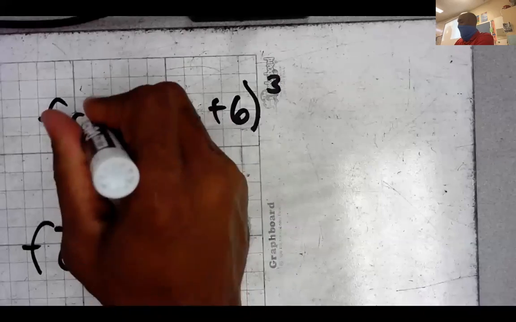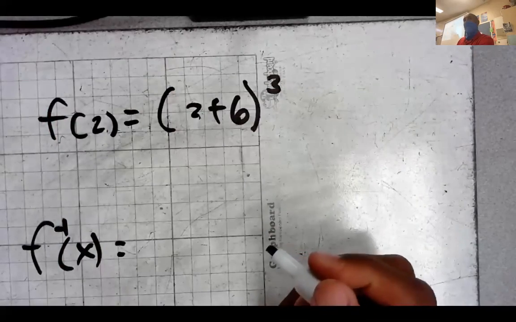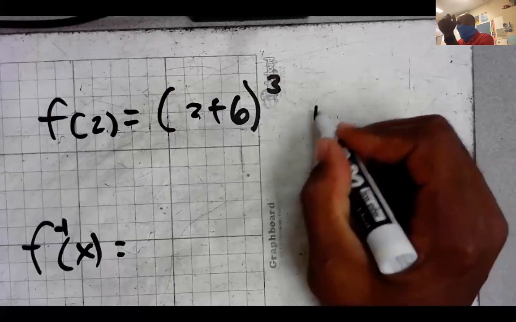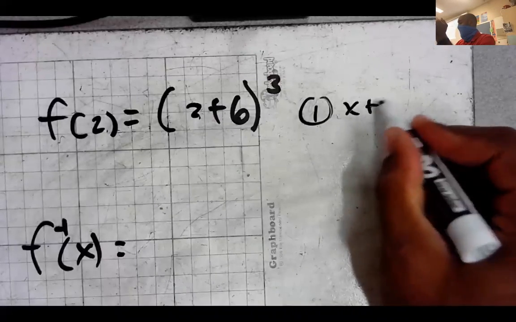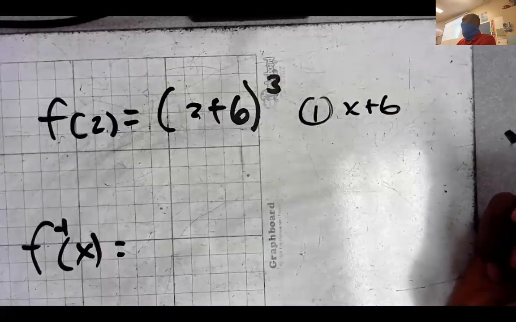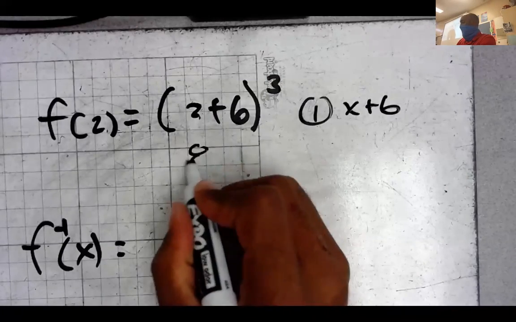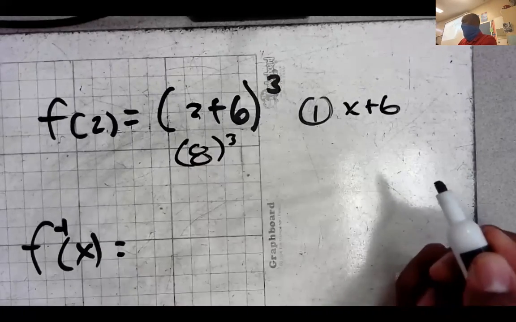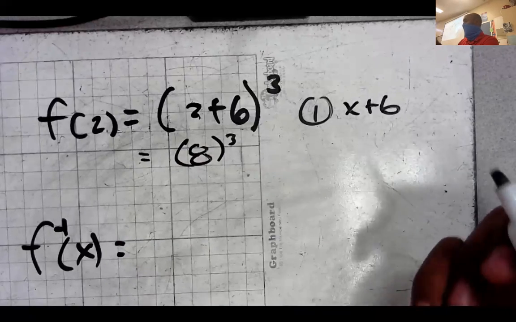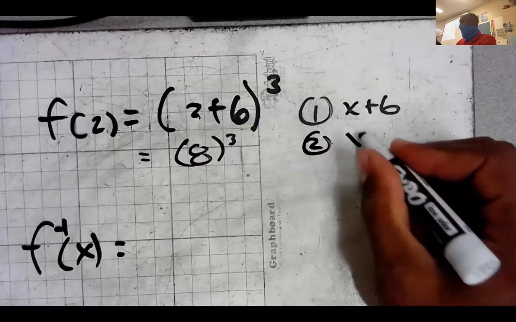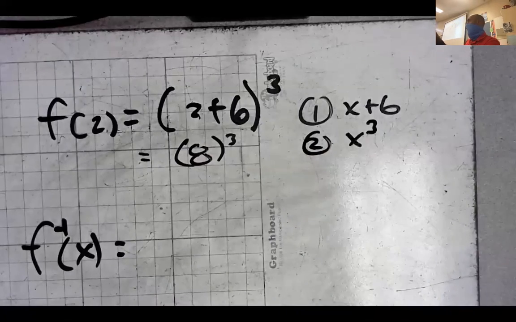So let's just say I plugged in 2. My first step here would be to add 6. I do 2 plus 6, right? So that means I'm going to do x plus 6. That's my first step. So I add the 2 and the 6. Then the second step, raise it to the power of 3. So whatever my input is, I cube it.